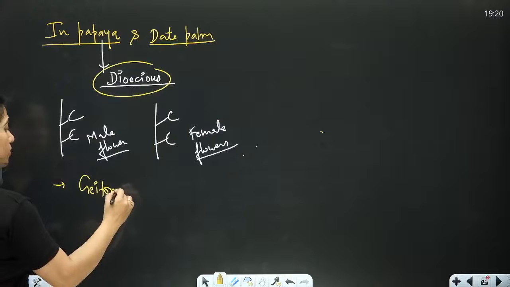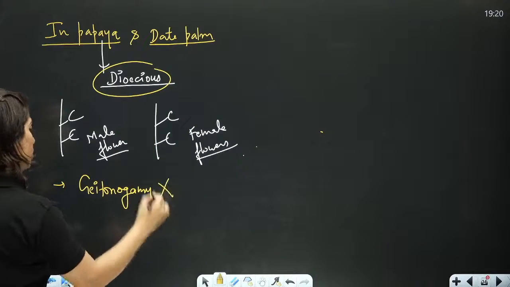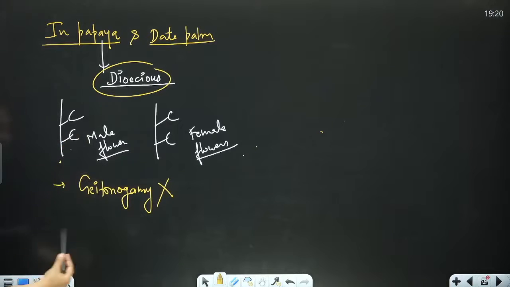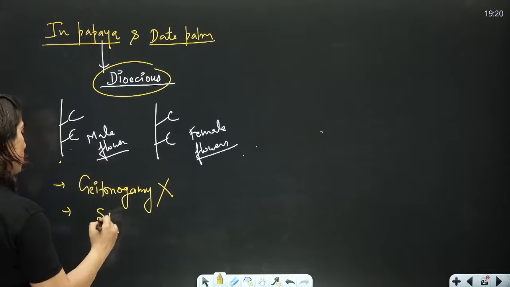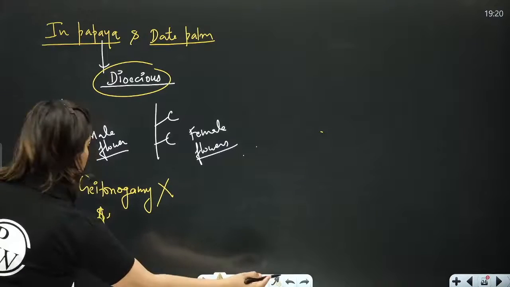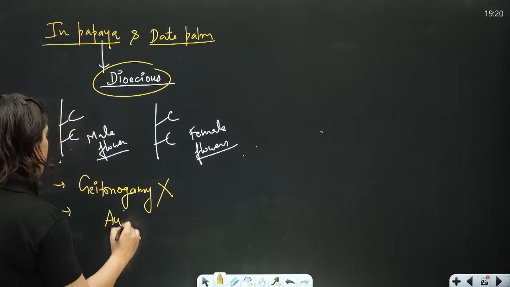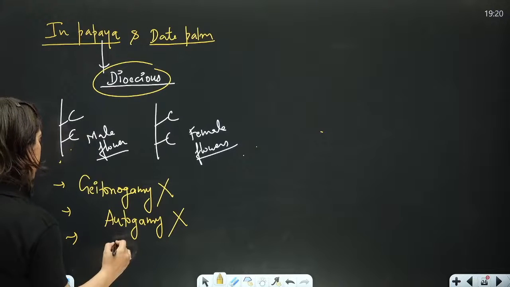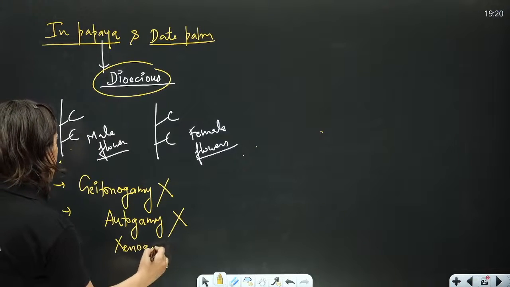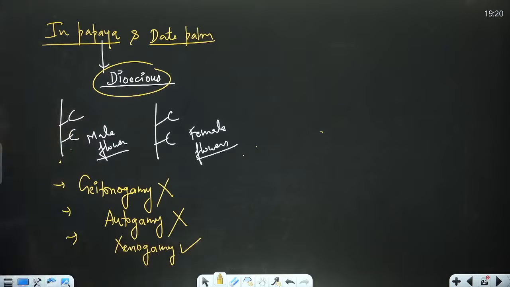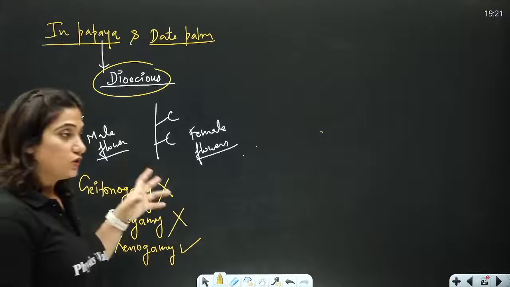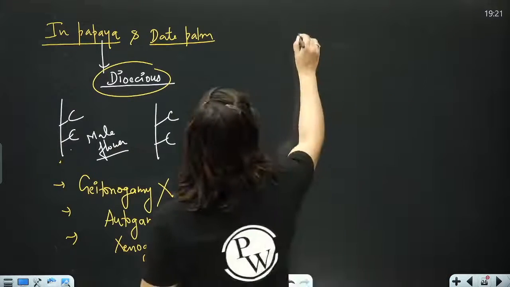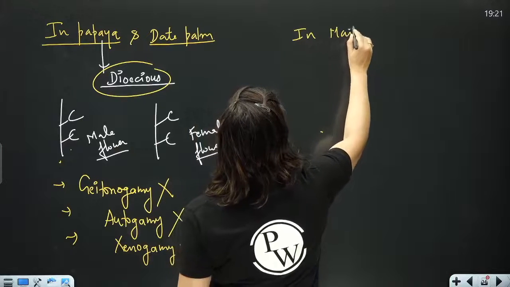geitonogamy will not be possible, because geitonogamy happens between two flowers of the same plant, and when all the flowers are male flowers, geitonogamy will not be possible. Obviously, autogamy will also not be possible, because for autogamy you must have a bisexual flower. That means only one thing is possible, and that is xenogamy. This kind of question comes very often. So in date palm and papaya, which are dioecious plants, only xenogamy is possible.